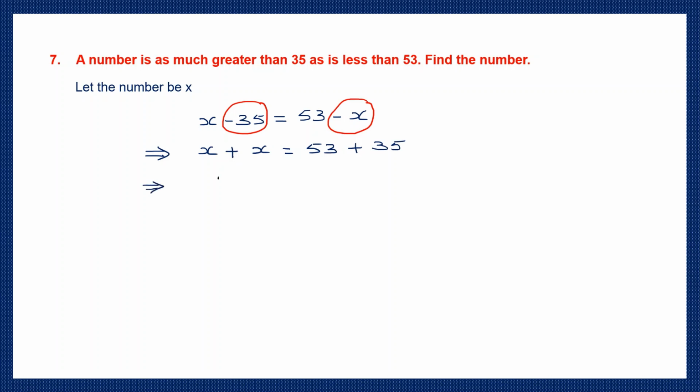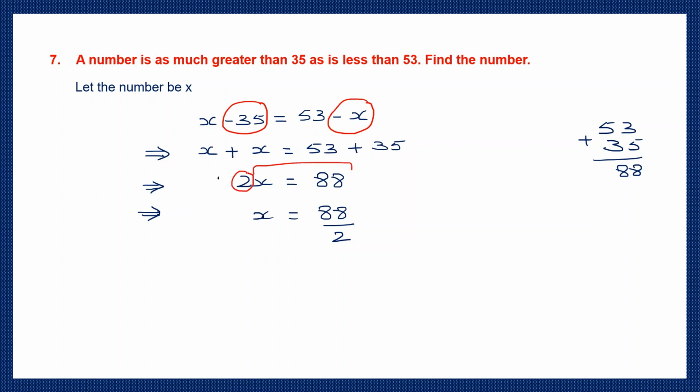So x plus x is 2x. Now 53 plus 35, let's add that up. 53 plus 35. 3 plus 5 is 8 and 5 plus 3 is 8. So 2x is 88. So therefore x will be 88 divided by 2 because we have transposed this 2 to the right hand side. So it's become division. 88 divided by 2 will be 44. So x is equal to 44.